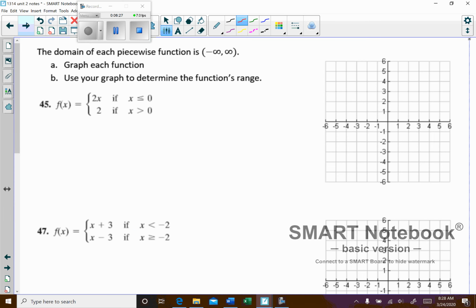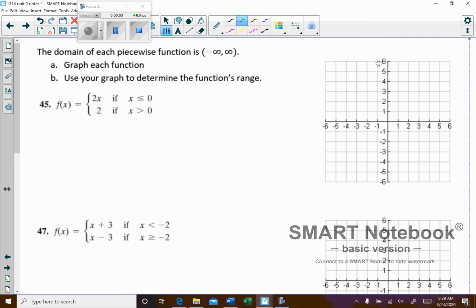Okay, so the domain of these piecewise functions is going to be from negative to positive infinity. That means that the graph will go left and right completely. So what we're going to do is go ahead and graph them and then figure out the range, which is bottom to top. That won't be the case on all of these, that it will be from negative to positive infinity, so we'll just have to take a look.